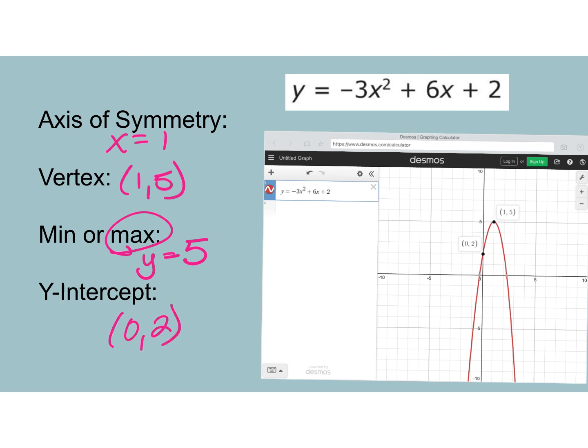Pretty quick. Of course, it's really nice when you have it on Desmos because you can just click where the points are. But if not, you know to use your x and y values, your x-axis and your y-axis, in order to find the coordinates that you need.